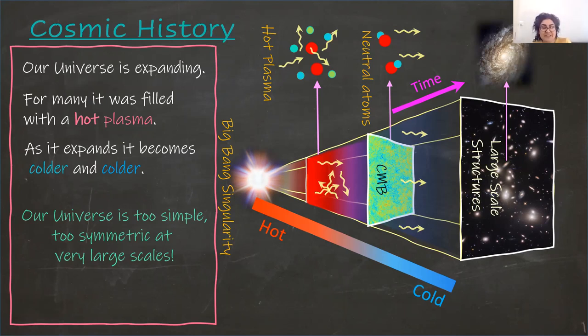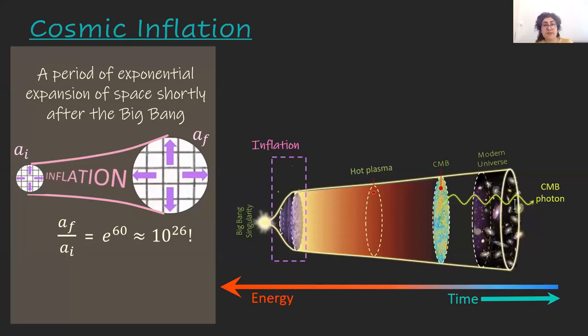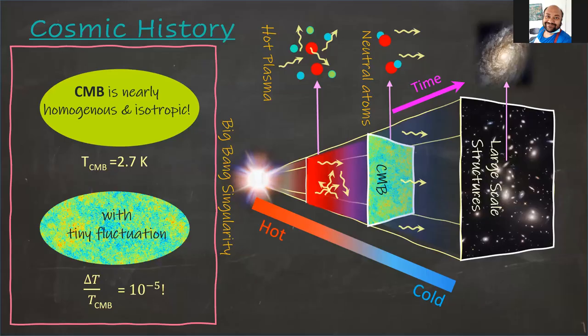In fact, our universe turns out to be too simple, too symmetric at very large scales. If we take the CMB, for example, it is nearly homogeneous and isotropic all over the sky, with teeny tiny fluctuations on its surface, of the order of 10 to the minus 5. So it's really a surprise unless we have an explanation.